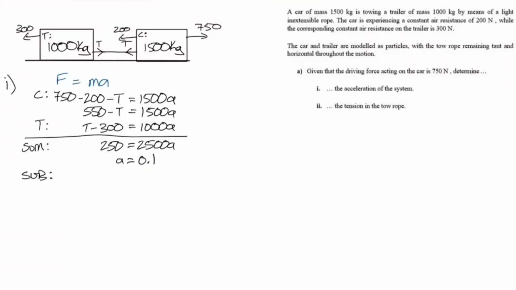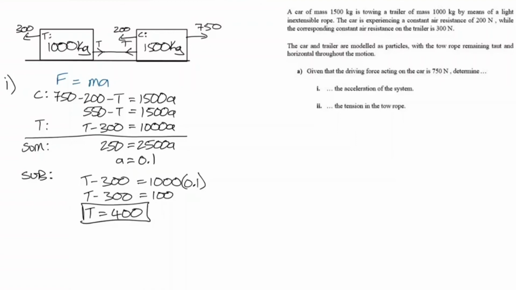Okay, if a is equal to 0.1, we just need to substitute that into one of the previous equations. T minus 300 equals 1,000 times 0.1. I can do a lot of this in my head. T minus 300 equals 100. That means that T must equal 400. The tension in the rope is 400 newtons.